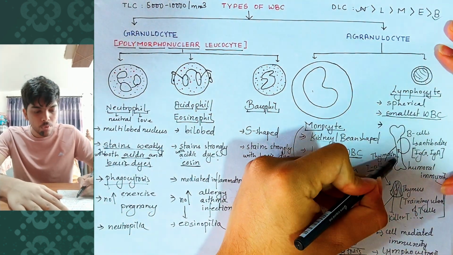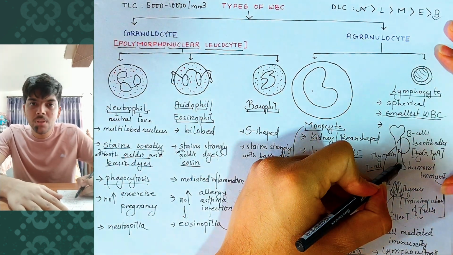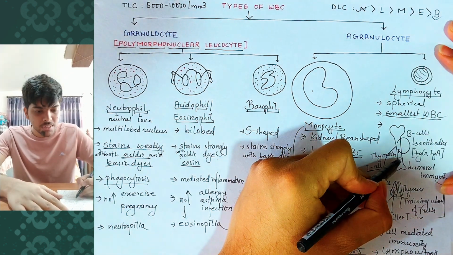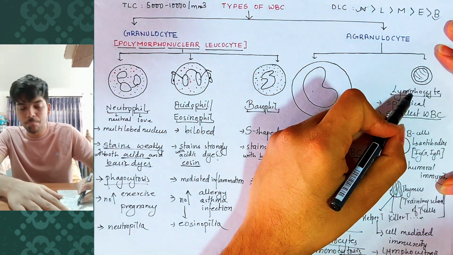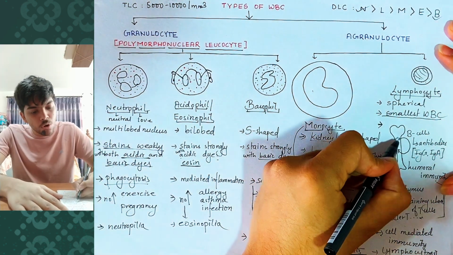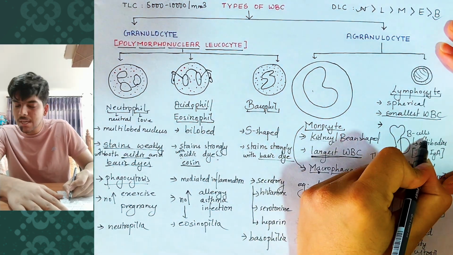So here's your long bone. Inside the long bone, there's your bone marrow. Inside bone marrow, the process of formation of white blood cells takes place. During the process of formation of white blood cells, lymphocytes also form. If the lymphocytes mature within the bone marrow, then they come out to be B lymphocytes.